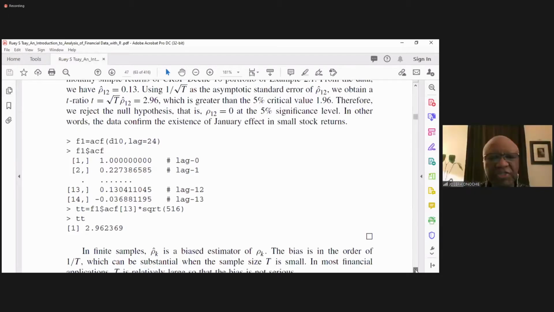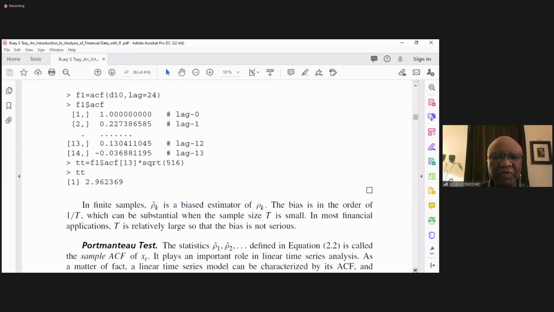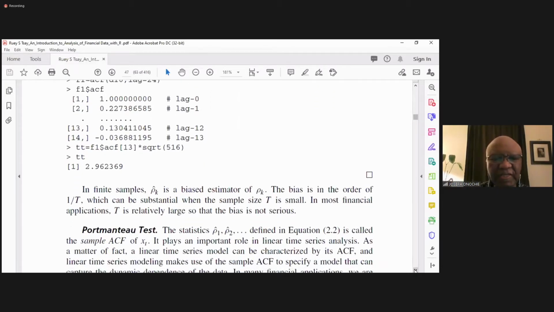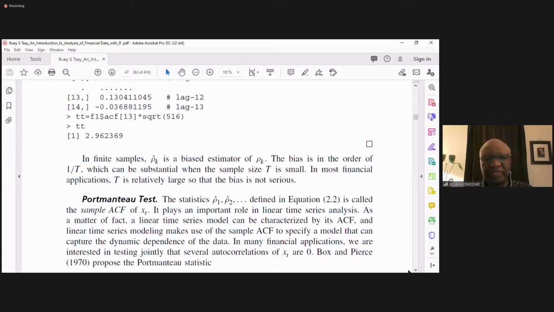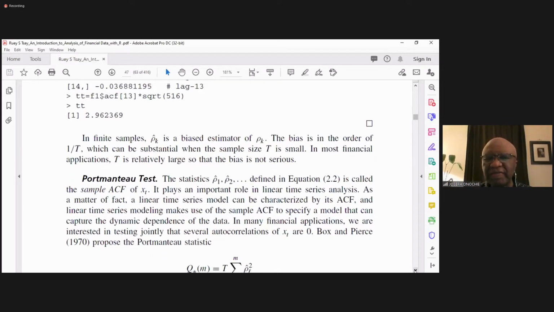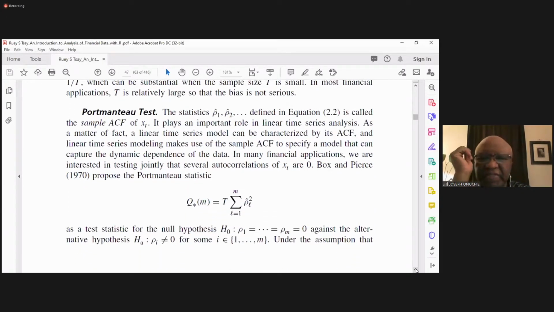So we are testing each one, and then I'll show you the result in my example in a few minutes. And then we can test them jointly. That's what we call portmanteau tests. Think of it as a suitcase. So we're testing all the autocorrelations at the same time, whether they are all 0 at the same time. And we use 2 types of test statistics.